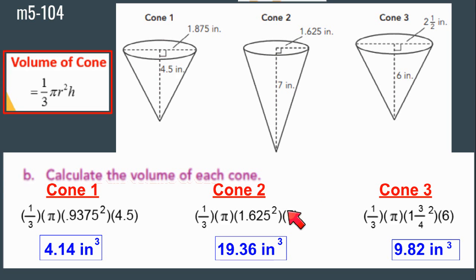So as you can see, what actually happened was cone 2, our tallest cone, had by far the biggest volume, the largest amount of volume. Okay, let's look down to the next part.